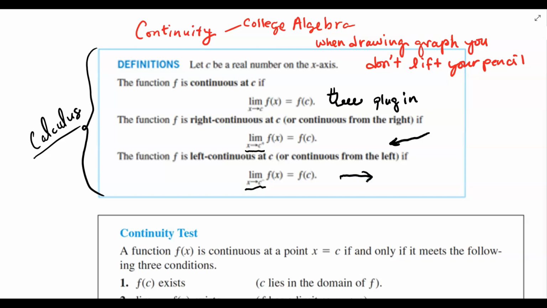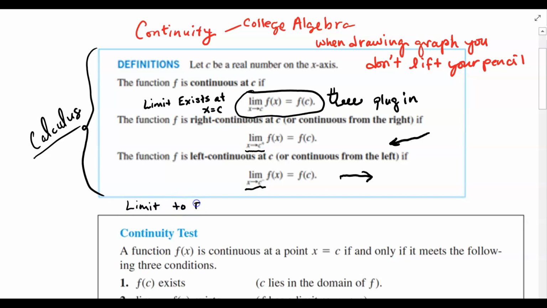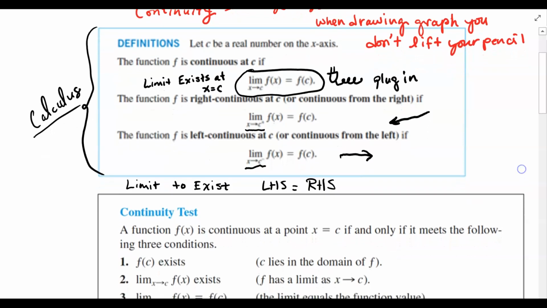In order for it to be continuous, number one, we must have a limit that exists, because this right here implies that the limit exists at c. So I'm going to write that down. Limit exists at x equals c. And what do we know about limit existence? For a limit to exist, the left-hand limit has to equal the right-hand limit. That's just a little note on limit existence.